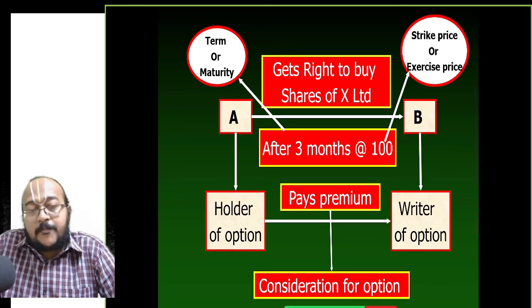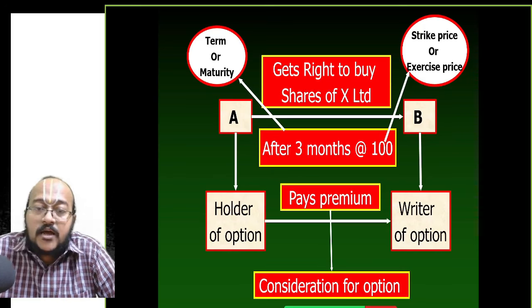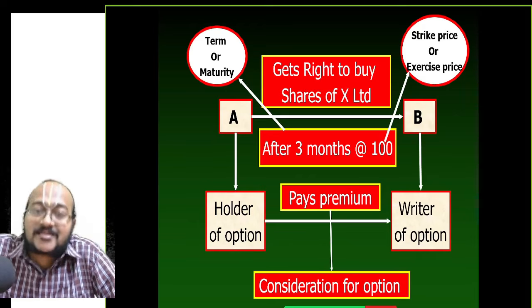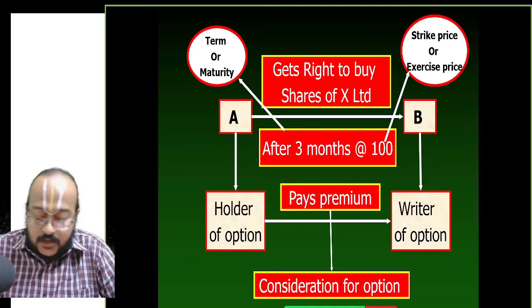Then the B party, the second party, has the obligation to sell. Whenever A exercises his right, B has the obligation to sell. Are you understanding? Okay, right. I will explain it further in the coming slide.